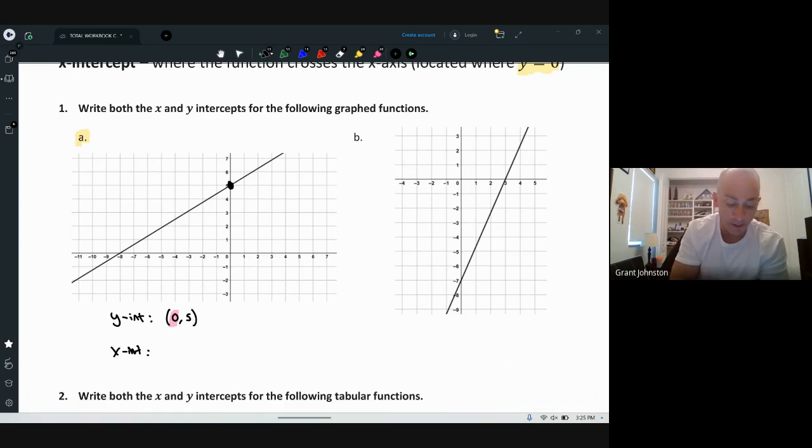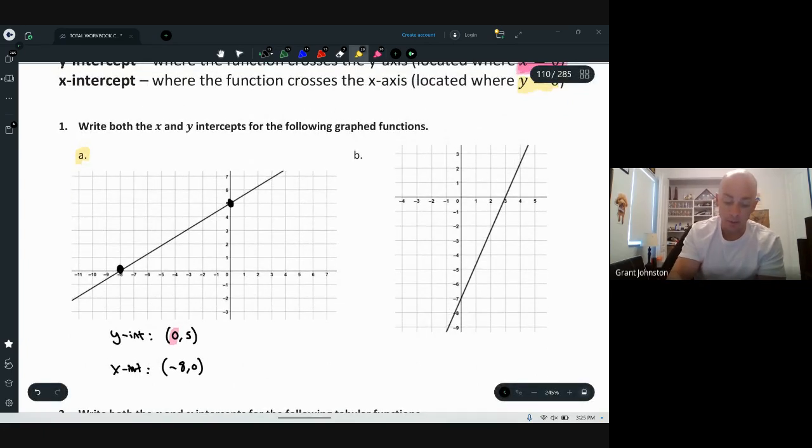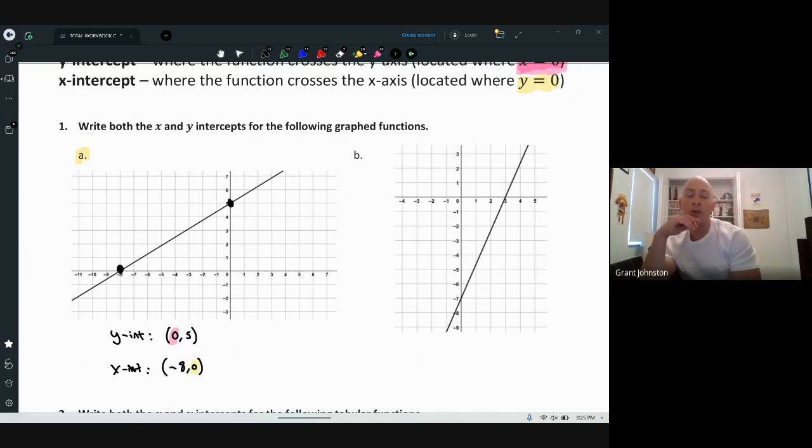That's where it crosses the x-axis, which would be down here, which I'm going to write as a coordinate, which would be negative 8, 0, which again falls in that concept we talked about earlier, is the x value is 0, or sorry, the y value is 0 at the x-intercept. So those are the y-intercept and the x-intercept. So I'll let you write the y-intercept and the x-intercept for B.